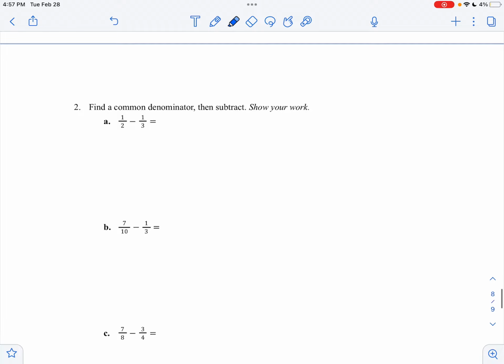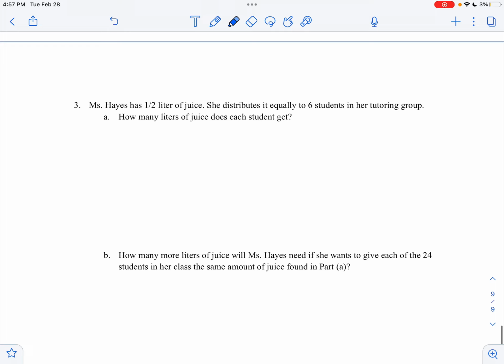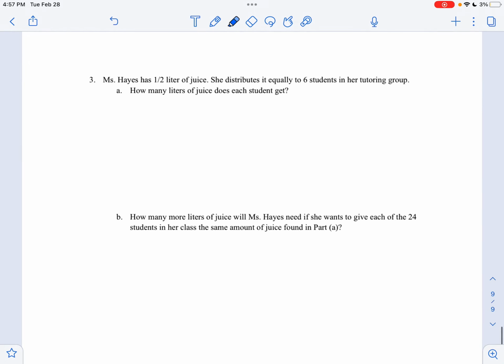In question 2, you're being asked to do the same thing, except for your subtract. You will use those same steps to find the common denominator. Finally, in question 3, you have a word problem. I'm going to ask that you complete the word problem on your own by thinking carefully about what's being asked.